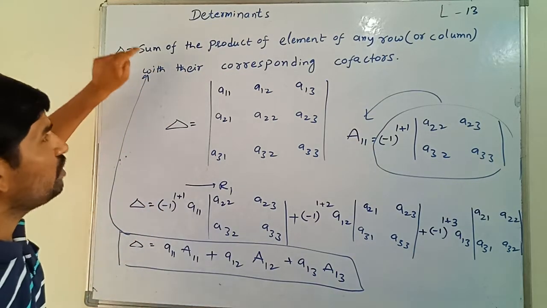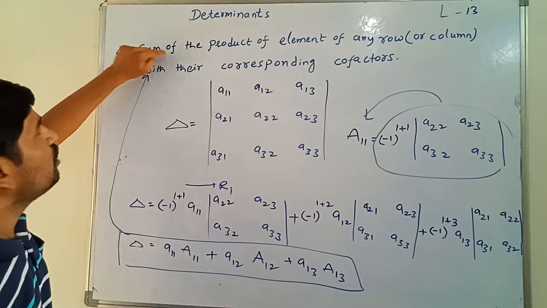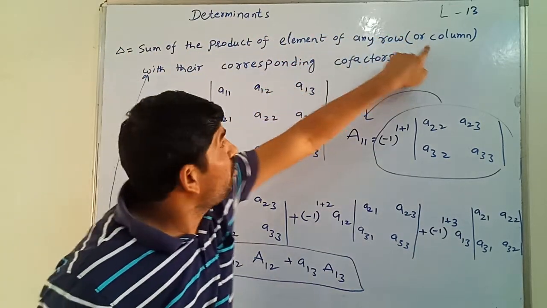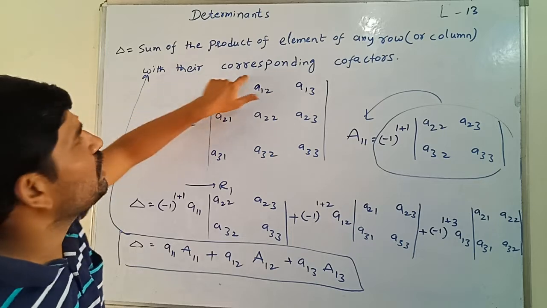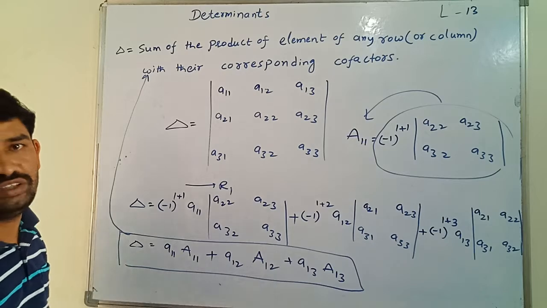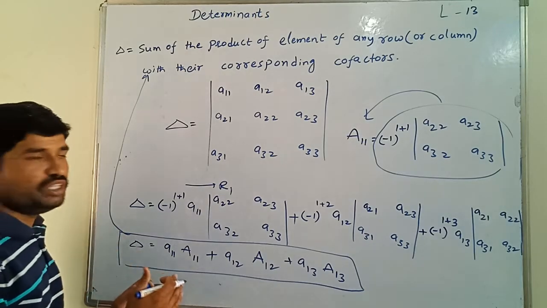Okay. What is that? See, now I will explain this one. The sum of the products of the elements of any row or column with their corresponding cofactors is nothing but the expansion of the determinant. What does the expansion of the determinant mean?